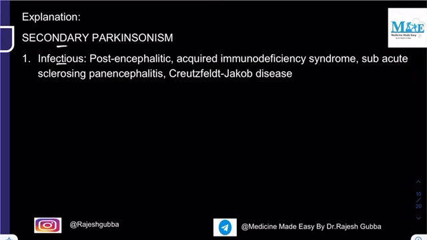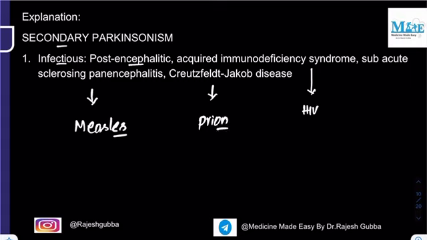We have the infectious pathologies which are responsible for secondary Parkinsonism. That includes post-encephalitic, then acquired immunodeficiency syndrome, the one which is caused by HIV. Next we have subacute sclerosing panencephalitis, which is caused by the measles virus. Then Creutzfeldt-Jakob disease, this is a prion disease, a human prion disease. So these are the infectious pathologies that can cause secondary Parkinsonism.